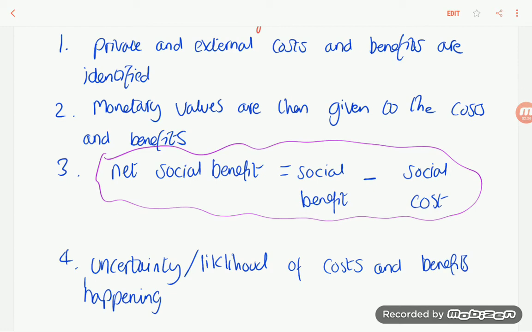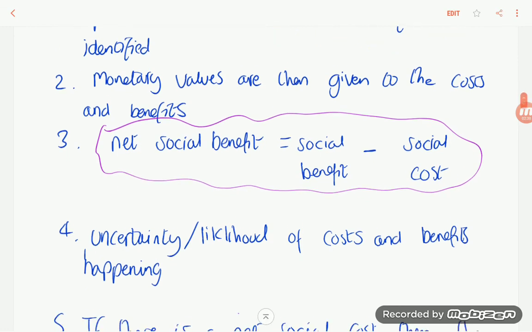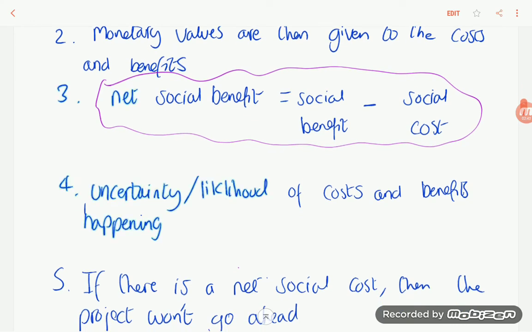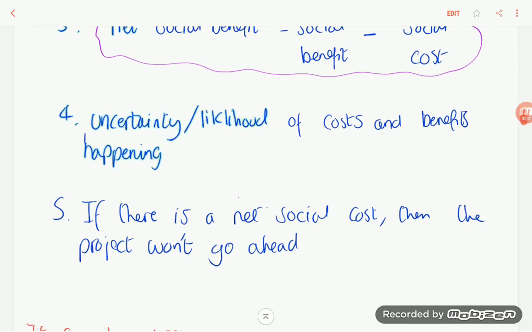So stage 4, there might be uncertainty about whether some of the costs and benefits in the CBA will actually happen. The likelihood or probability of things will be considered and factored into the final calculation. Finally, in general, if there's a net social cost, then the project won't go ahead. But if there's a net social benefit, then it will.